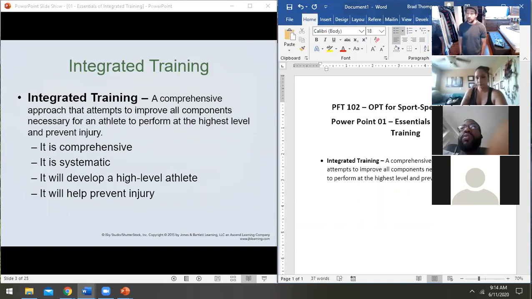But it's also going to be systematic, right? It is systematic in the sense that it is going to move through a system where you're going to build the foundation first before going to those more advanced styles of training. We are notorious as people for wanting to jump forward and get straight to the stuff we kind of want to work on, you know?